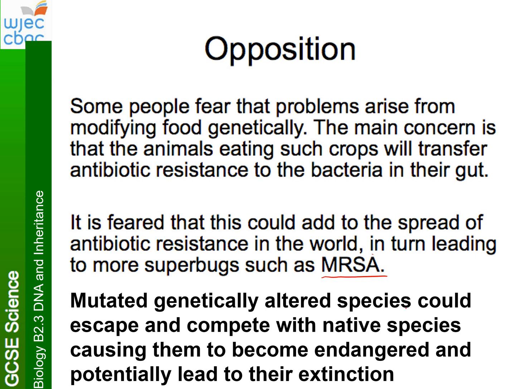Mutated genetically altered species could also escape, as we saw with the wild salmon, and compete with native species, causing them to become endangered and potentially leading to their extinction. So if we've got a crop, a native wheat crop, okay, and a genetically modified insecticide crop has been grown nearby, if this crop is more successful, it could outcompete our native crop. So we could lose species.